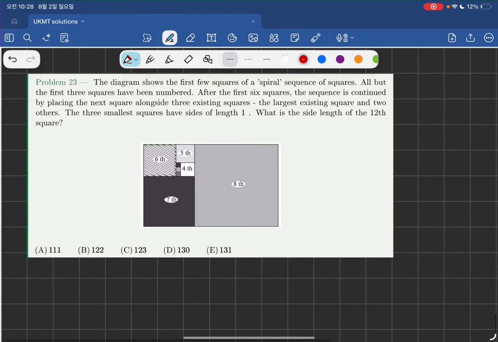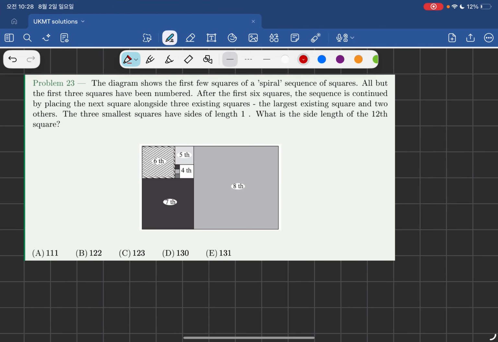Problem 23. The diagram shows the first few squares of a spiral sequence of squares. All but the first 3 squares have been numbered. After the first 6 squares, the sequence is continued by placing the next square alongside 3 existing squares, the largest existing square and 2 others. The 3 smallest squares have sides of length 1. What is the side length of the 12th square?